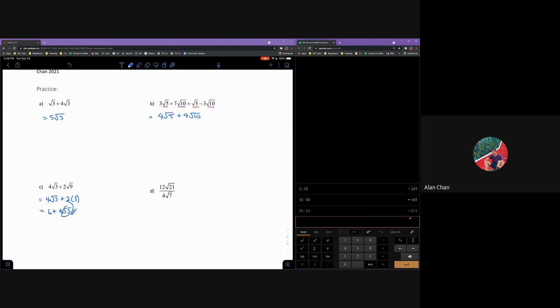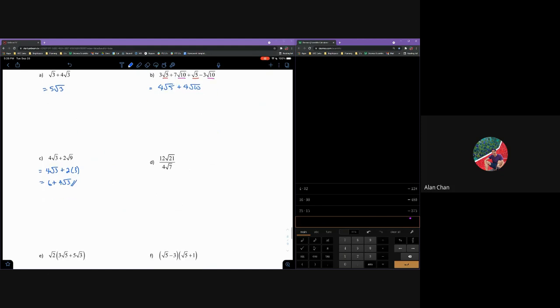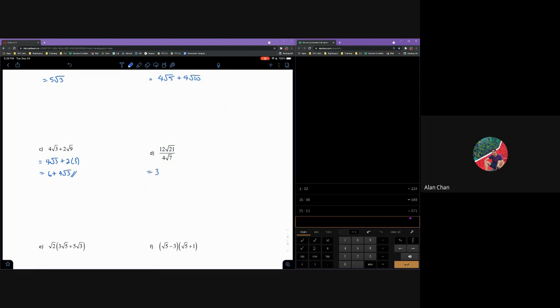Okay, let's move on. D, what's going on here? So D, we have a division. The way it works is, again, you can think of this as like X, right? Actually, this is not X, this would be like Y. But the point I'm trying to make is you can deal with the outer numbers first and then deal with the house. What house? The square root. So again, this turns into 3. 12 divided by 4 is 3.